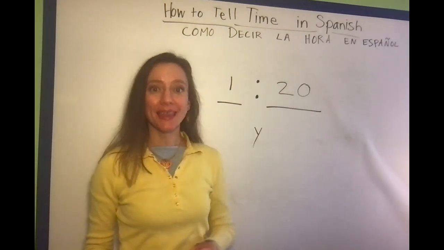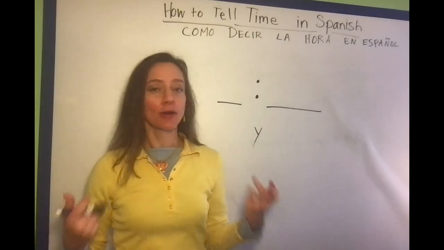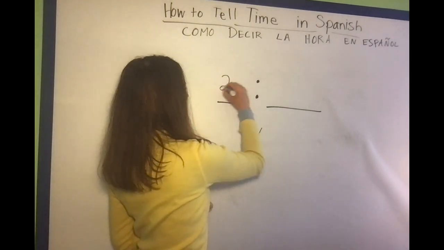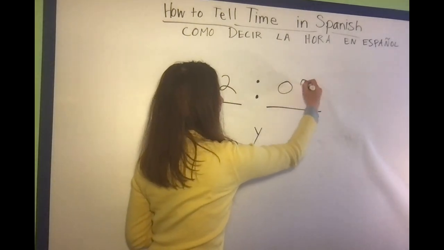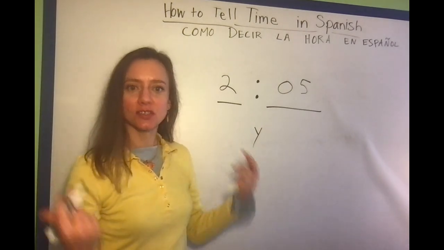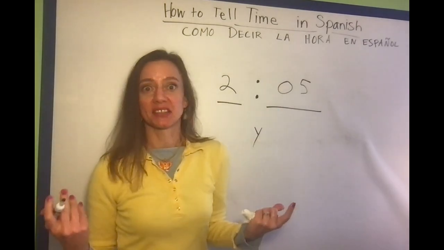Es la 1:20. That's it. Now, when we're talking about other hours like 2:05, then instead of saying es la, you're going to say son las. Son las 2:05. That's it.